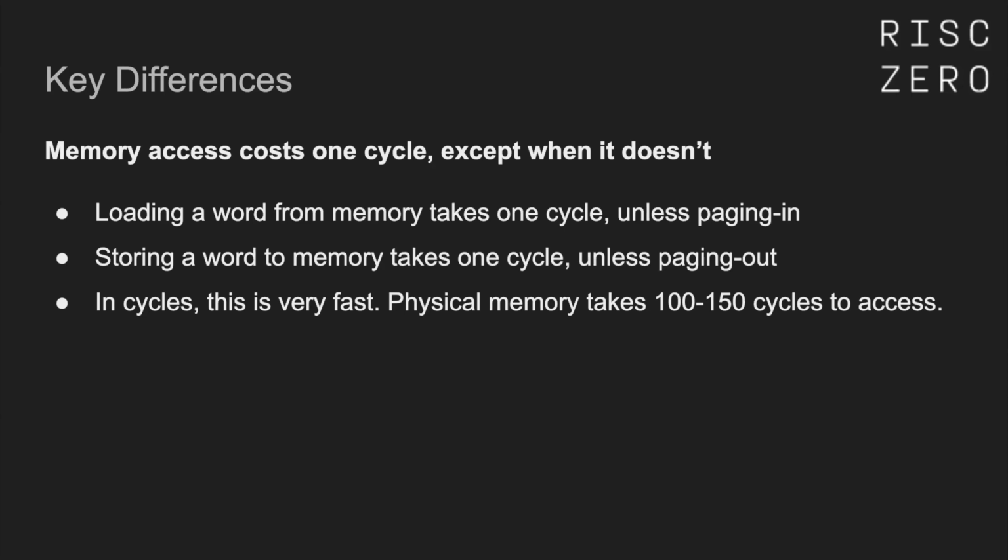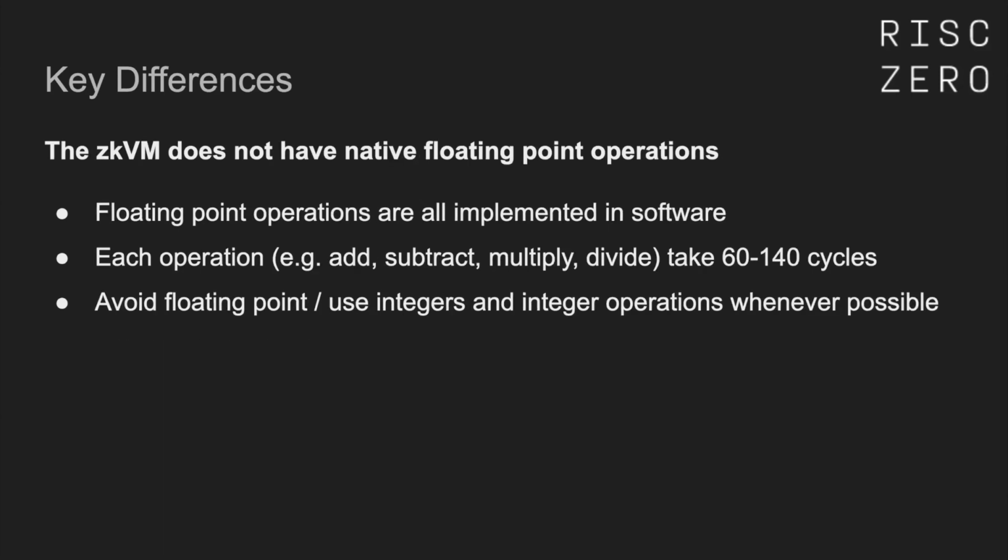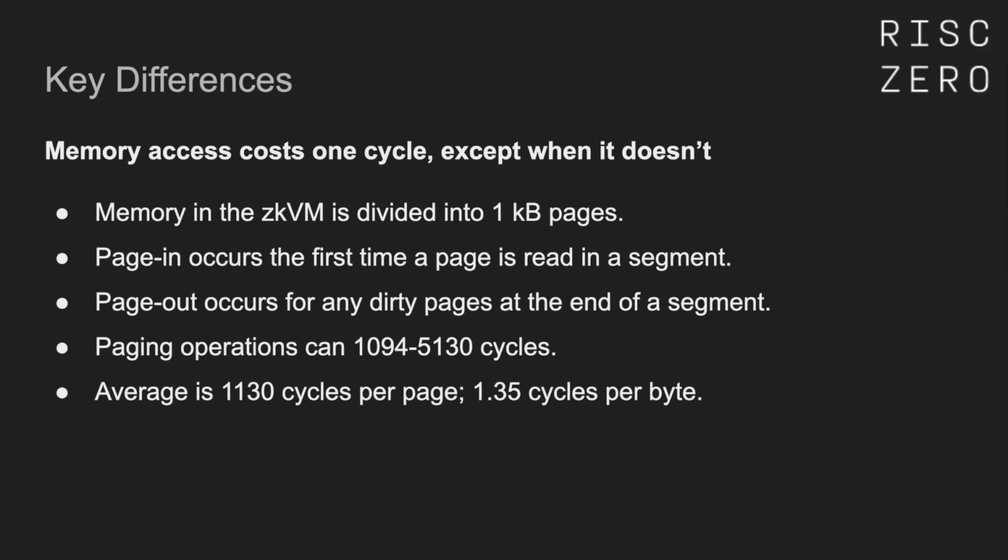The exceptions to this are for paging operations. Memory in the zkVM is divided into 1 kilobyte pages. About 192 megabytes is the total user addressable memory, which is divided into 192,000 1 kilobyte pages of memory. Every time you access a page for the first time, it needs to be loaded, or paged in. And before the program ends, any pages that have been written to need to be paged out.